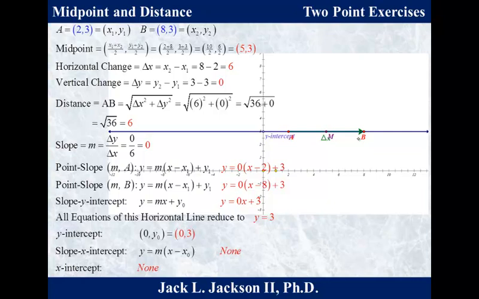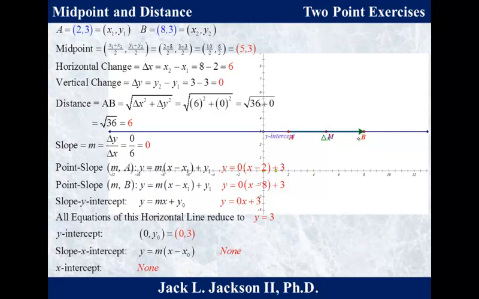We could have saved ourselves a little work by realizing that the distance was just the same as the absolute value of delta x here. The slope is delta y over delta x, so it's 0 over 6, which is 0. And of course we know that the slope of any horizontal line is going to be 0. As soon as we saw the matching y-coordinates, we knew it's a horizontal line and the slope is 0.